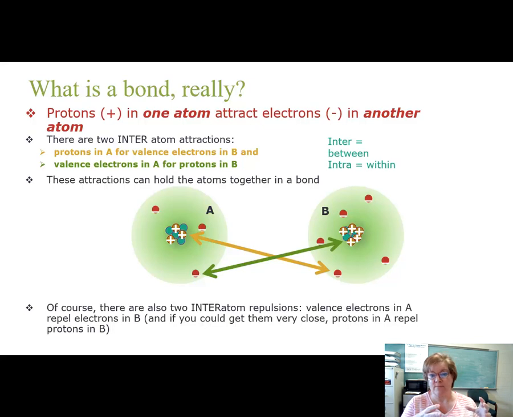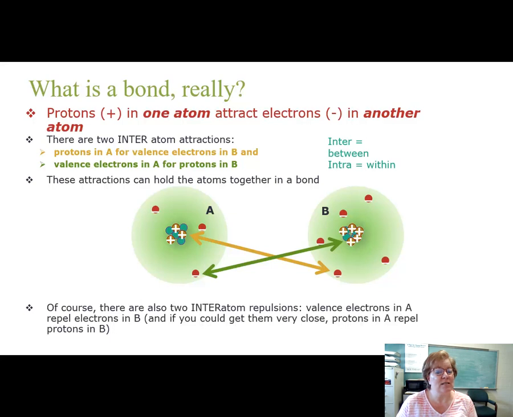So the protons in atom A are all clustered together and have a large positive charge that pulls on atom B's electrons in addition to atom A's own electrons. So they're not only attracted to their own electrons, but also to the electrons of nearby atoms. As long as B comes close, it can start to attract those.